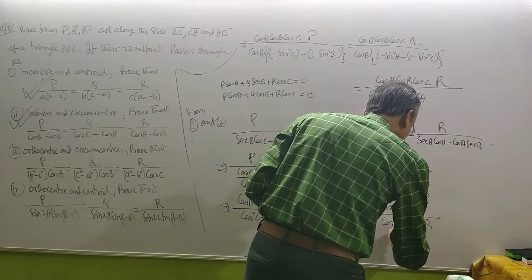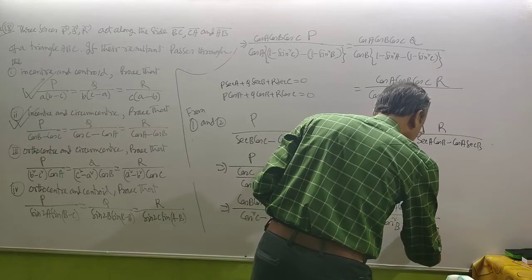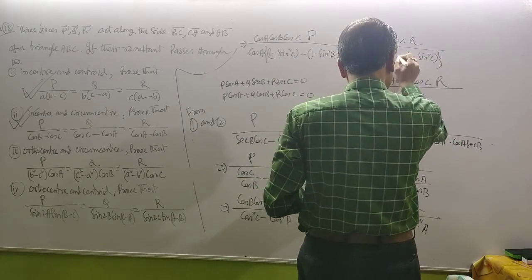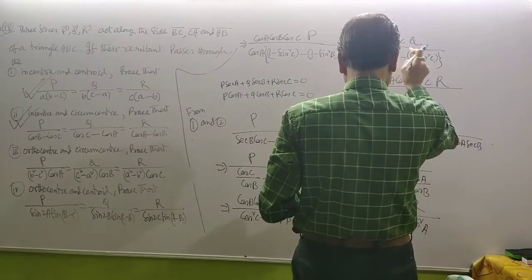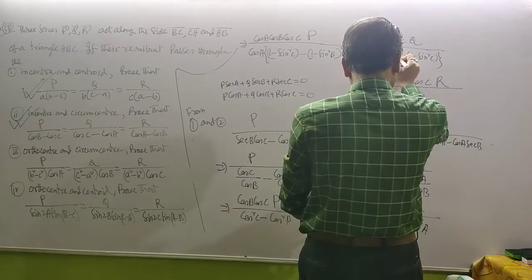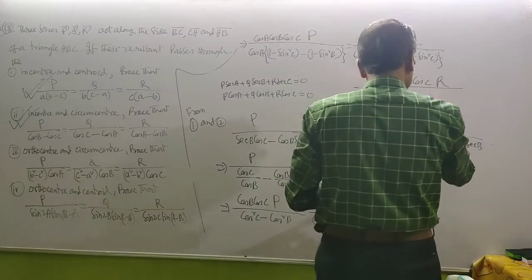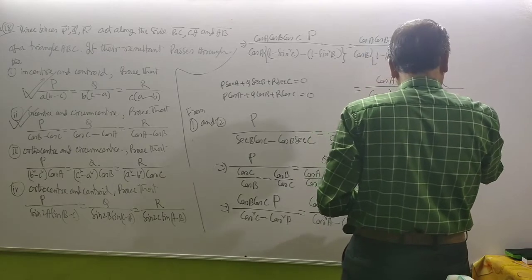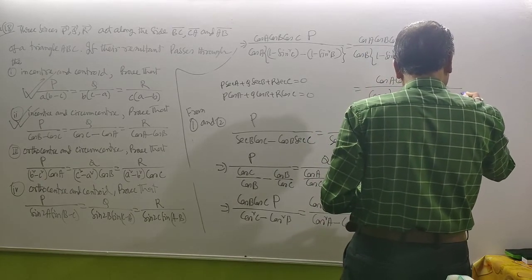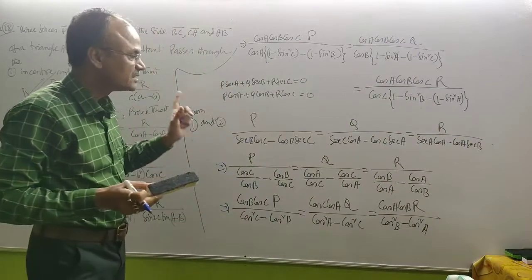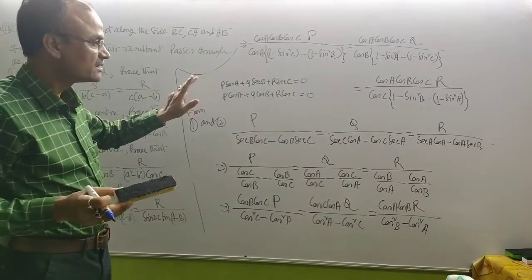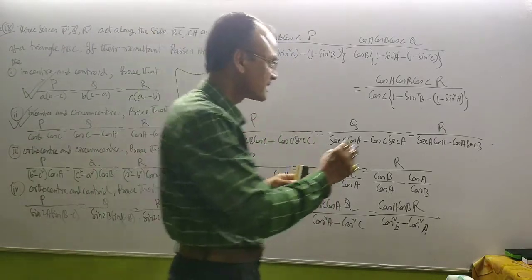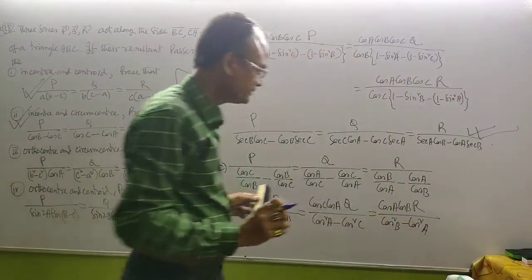It will be cos square B, cos square A. And here also, cos square A, cos square B, it should have been cos square B. Minus 1 minus cos square, 1 minus sin square. Right? Everything is correct this time. Just correct this one. We have corrected this.